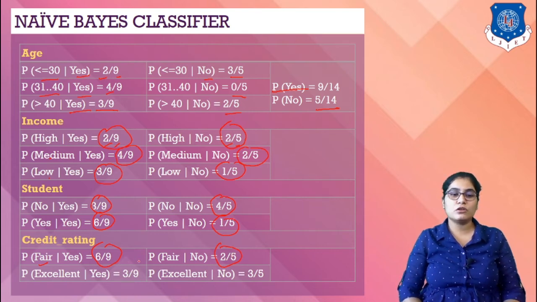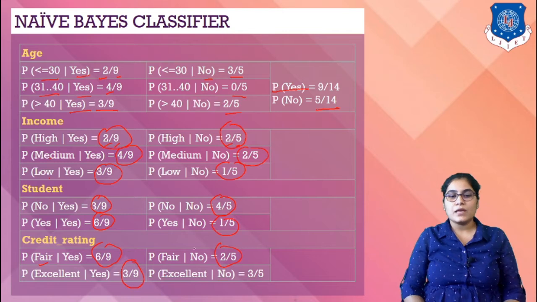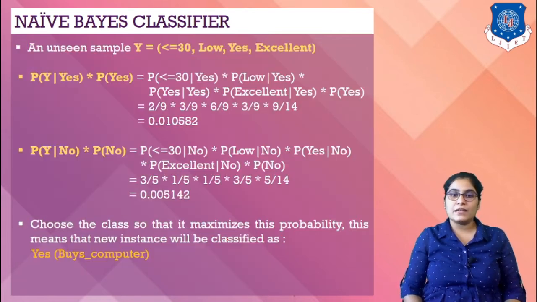Now we'll check for the excellent. There are a total of 3 records that have credit rating excellent and class label yes, and a total of 3 records that have credit rating excellent and class label no. So the probability is 3 by 5. Here we have found the probability for each of the attributes' unique values with respect to the yes and no class labels. The next step is to find the probability for the unseen sample.